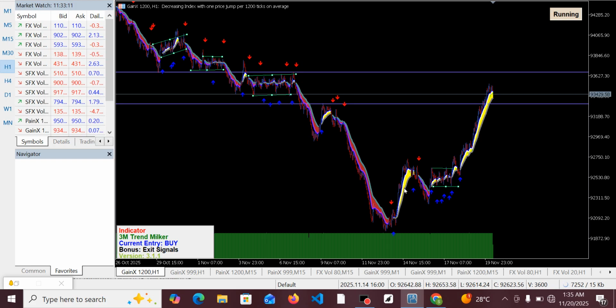And we also have the arrows. We have the red arrows and the blue arrows. So these are the red arrows. The red arrows show that you should sell at that particular point, while the blue arrows show that you should buy at this particular point.